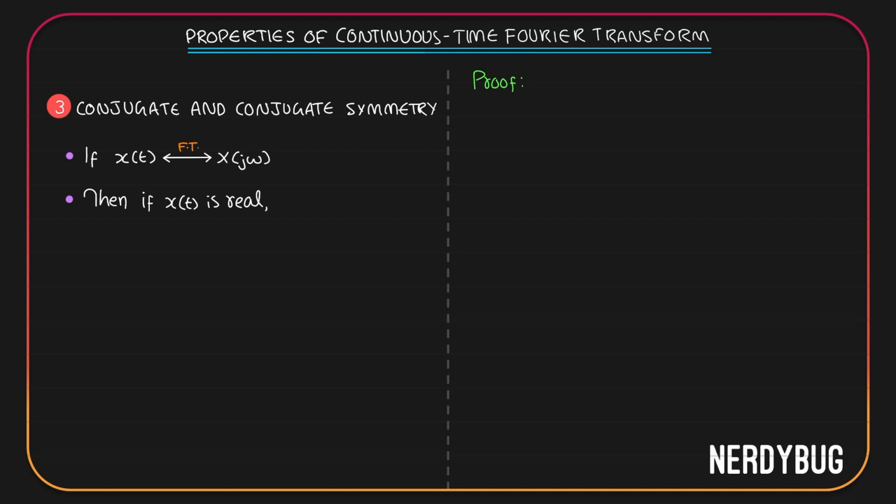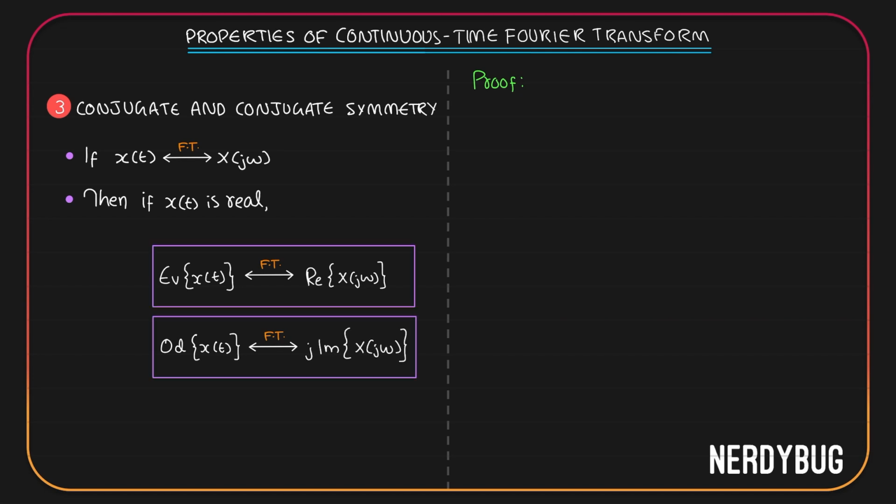There are actually two more consequences of the same property. If x of t and X of j omega are Fourier transform pair and x of t is real, then the Fourier transform of even part of x of t will be the real part of X of j omega. Also, the Fourier transform of odd part of x of t will be j times imaginary part of X of j omega.